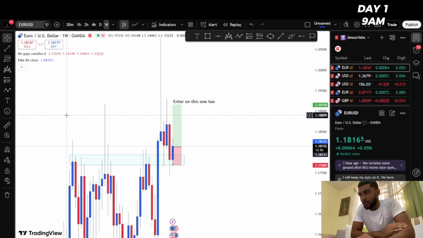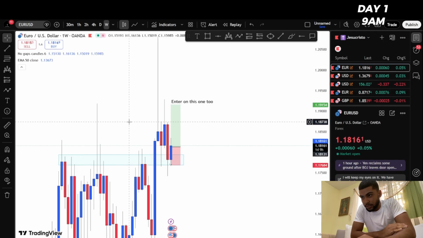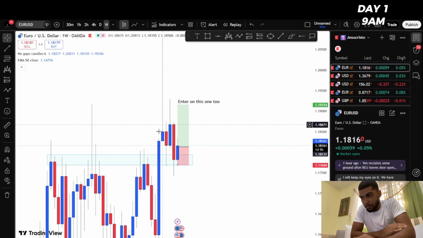And right now, there is a trade that I'm about to take, and let me show you guys. The trade that I'm about to take is Euro USD. As you can see, the weekly time frame is bearish.